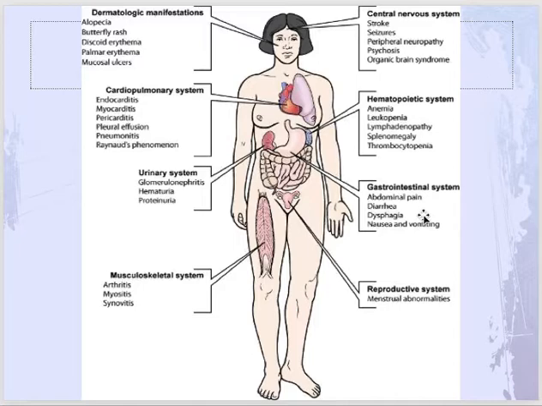Reproductive system, guys: the females have menstrual abnormalities. And the last one is the musculoskeletal system. The musculoskeletal system presents with polyarthralgias, polyarthritis, myalgias, and synovitis. If you see over here, they are not missing one system, but they have combined cardiopulmonary, pulmonary and cardiac, in one.